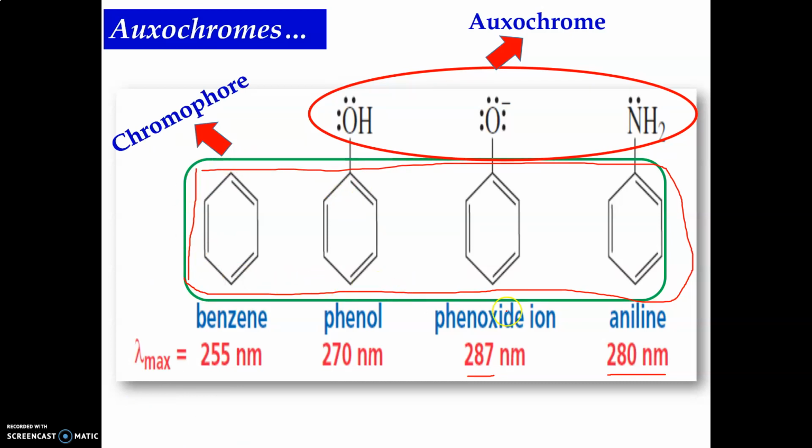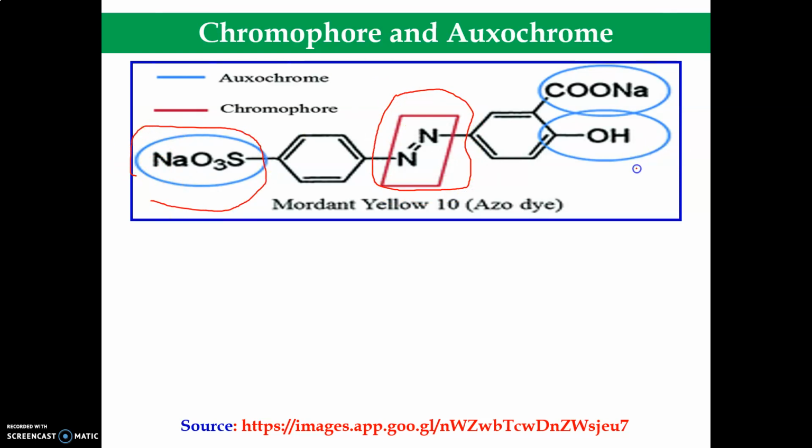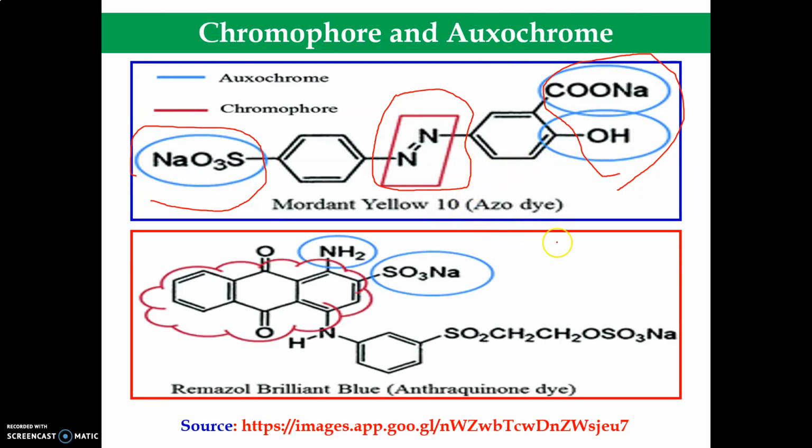So the chromophore is actually responsible for the color of a compound. The auxochromes are responsible for the enhancement of the lambda max value and the intensity of absorption. In this example, this is metanil yellow, an azo dye. Can you guess which is auxochrome and chromophore? Chromophore means there should be some unsaturated bond, so this is the chromophore, you can see the N double bond N. And these are all auxochromes. And in this example, this is an anthraquinone dye. You can see this is the auxochrome, the blue, and this is the chromophore.